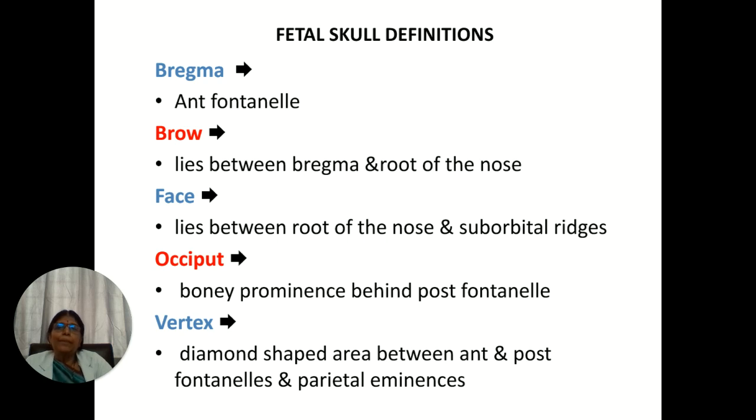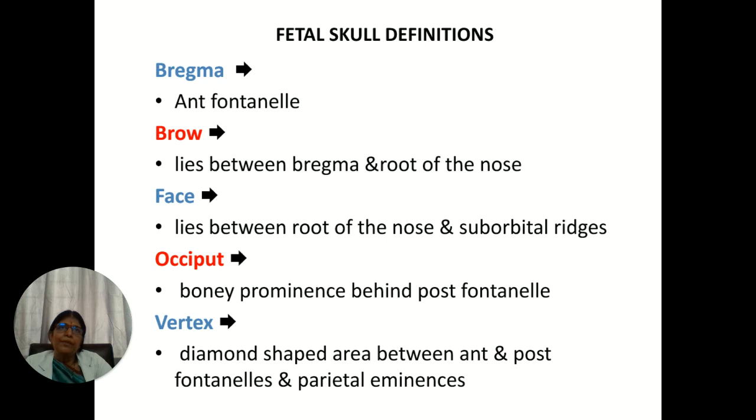Okay. Brow is the part of the fetal skull which lies between the bregma and the root of the nose. The face lies between the root of the nose and the supraorbital ridges. Then the occiput is the bony prominence near the posterior fontanelle.